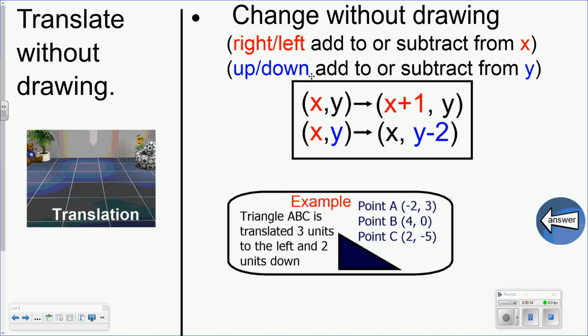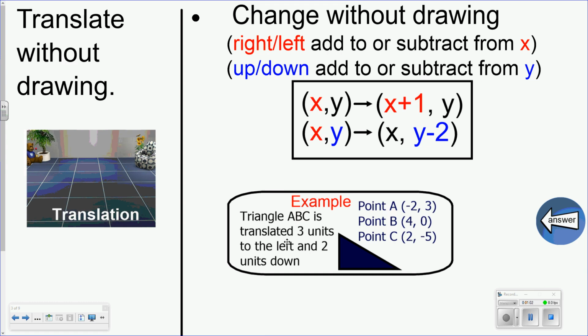To translate without drawing it, if you want to go left or right, you have to add or subtract to the x. If you want to go up or down, you have to add or subtract from the y. In the rule here, (x, y) goes to (x + 1, y). That means it's going right 1, because right is positive, left is negative. In this one, x stays the same, but y is minus 2. That means it's going down 2. Up would be positive, down will be negative.